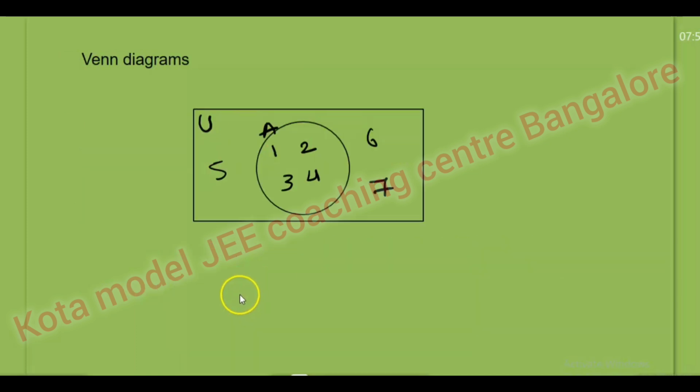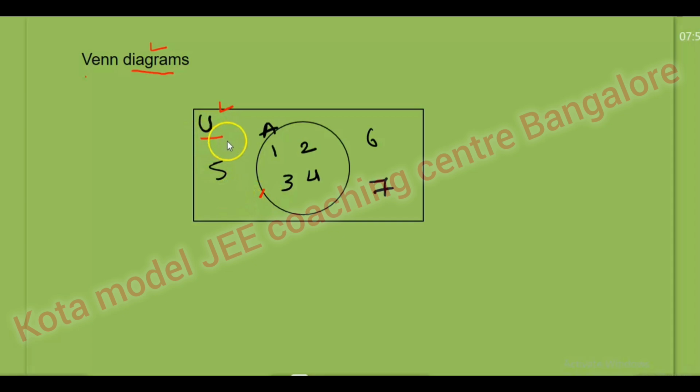Now move to the next concept, Venn diagrams. The sets are represented with the help of diagrams. The universal set and the subsets, all the sets represented with the help of a diagram, is known as a Venn diagram. Generally in a Venn diagram, the universal set is represented by a rectangular shape, or a square shape, and the subsets are represented with the help of circles.